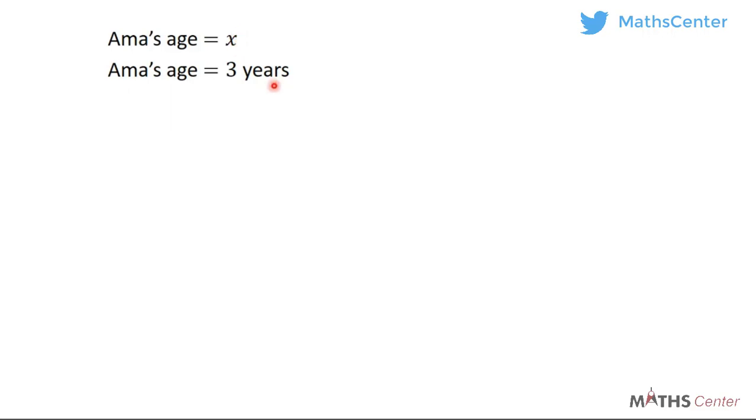So let's look at something. If Ahmed is x years old now, if Ahmed is 3 years old now, how old do you think she will be in 12 years time? It's going to be 3 plus 12, which is 15 years old.